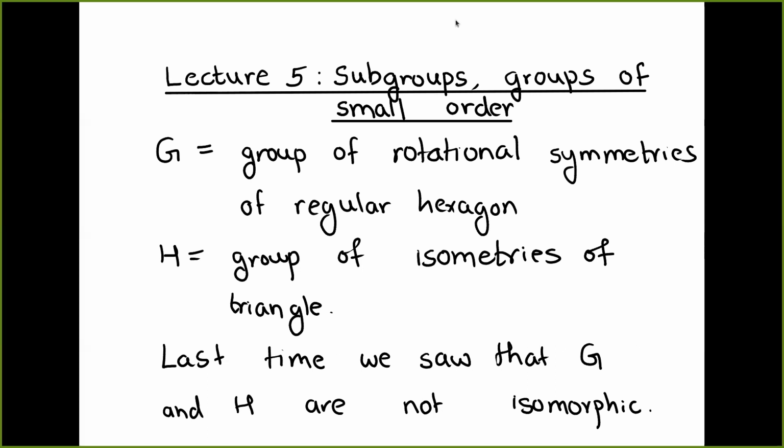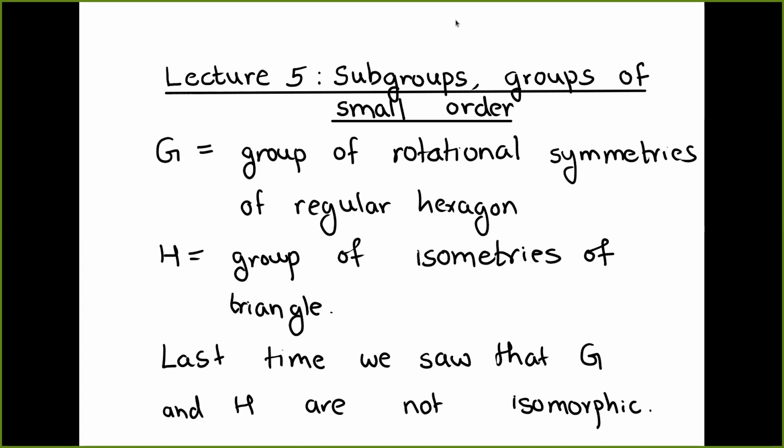G was the group of rotational symmetries of a regular hexagon. So a hexagon, we have seen, has 12 isometries, 6 rotations and 6 reflections. And if you just focus on the rotations, they themselves form a group of size 6, because it's just powers of one rotation. And so the product of any two rotations again gives you a rotation. So this is a group. And there is the other group, which is the group of isometries of a triangle, which also has 6 elements, which has 3 reflections and 3 rotations. So we had seen that they were not isometric.